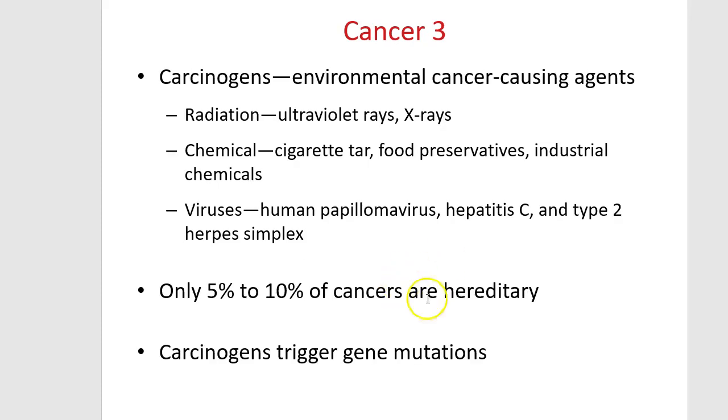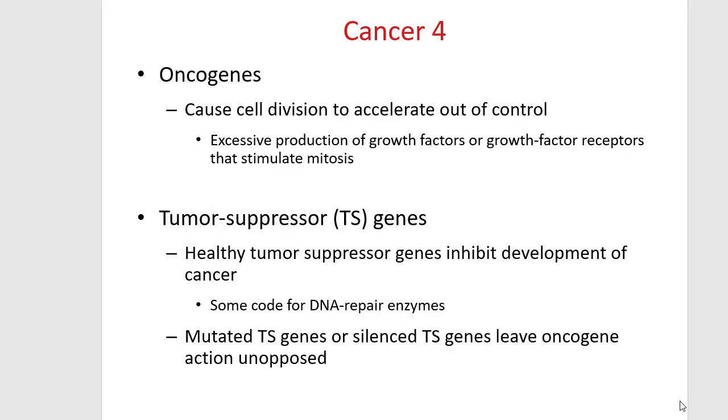Only 5 to 10% of cancers are hereditary. You think about things like breast cancer or prostate cancer being hereditary. But then there are some carcinogens that we get from grilling on the grill with burned hot dogs, or x-rays, or chemicals like cigarette tar and food preservatives that are cancer-causing agents that have nothing to do with your inheritance from a parent or a family member. But carcinogens can trigger these gene mutations.